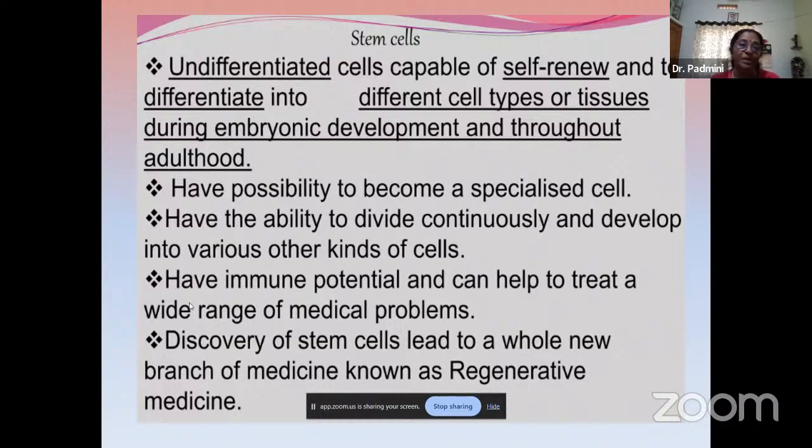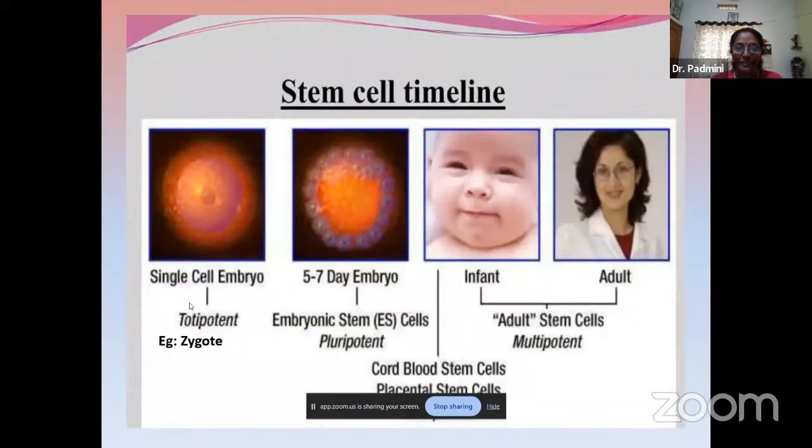For example, remember that we need a continuous supply of RBCs and WBCs, so they have the ability to divide continuously. And they have immense potential, because they can help to treat a wide range of medical problems, in what is known as regenerative medicine. Remember, in the first year we talked about regeneration, where we discussed the earthworm model. So this stem cell discovery has created a whole lot of new technology, that is, regenerative medicine.